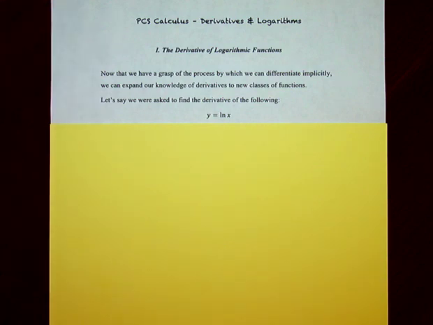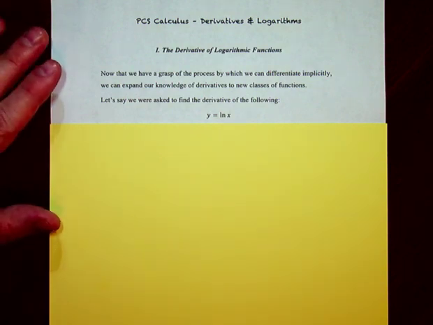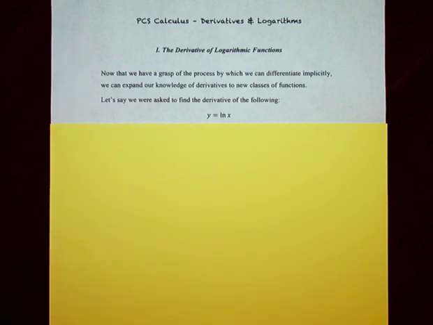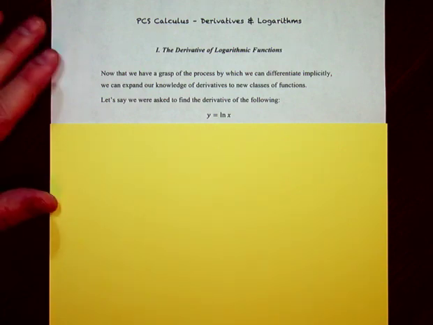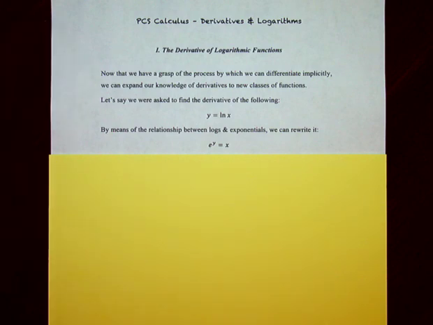Now, let's say that we're asked to find the derivative of the following: y is equal to natural log x. Well, if we do not yet know the differentiation rule for that, but we know the derivative of exponentials and we know implicit differentiation, then we can simply change the form, from the logarithmic to its implied exponential equivalent, which is e to the y is equal to x.